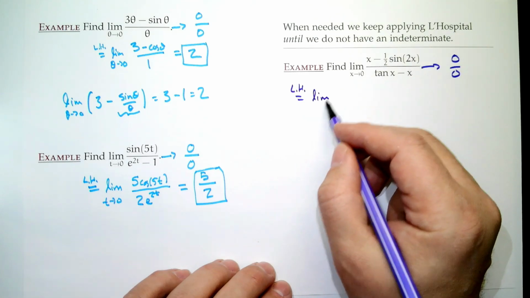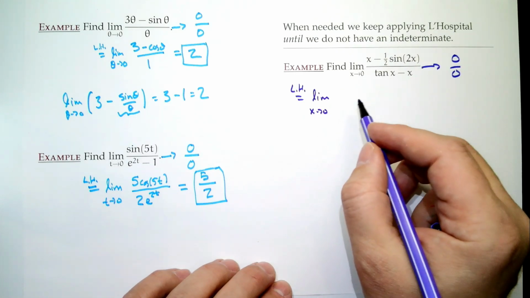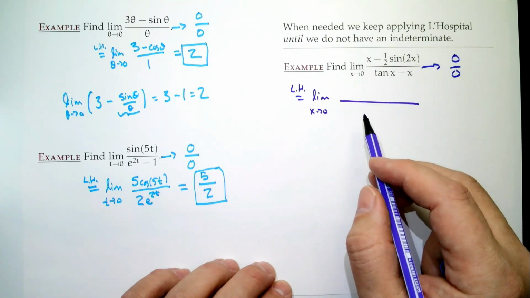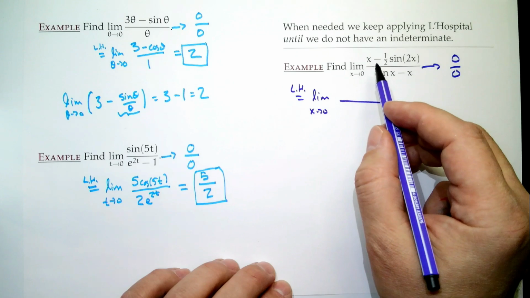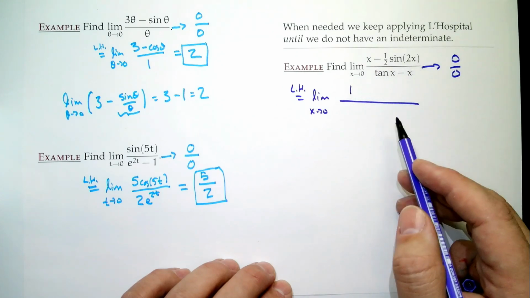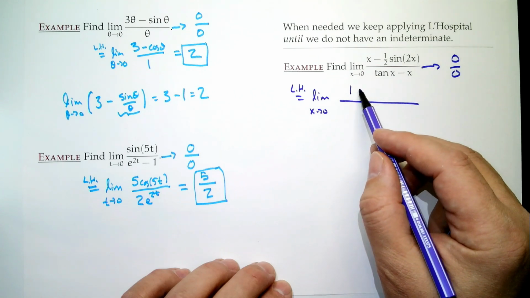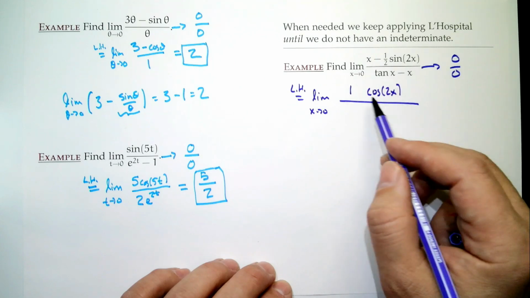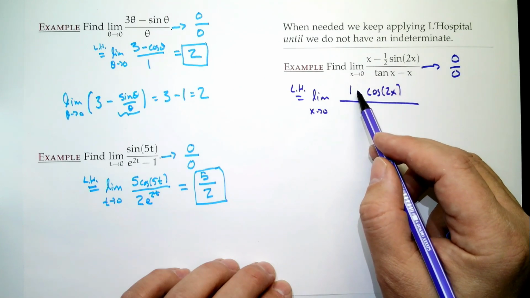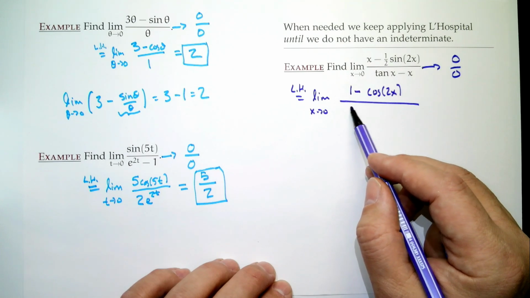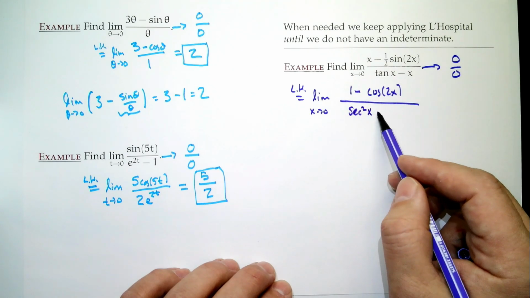Limit as x goes to 0 of, okay? Got to take the derivative of the top and the bottom. Well, let's take the top first. Derivative of x, 1. Derivative of minus 1/2 sine of 2x. Yeah, it'll be a cosine of 2x. The 2 is going to come out and cancel with the half. Is it plus or minus? Minus. Okay. Downstairs, what do we get? Secant squared x minus 1.